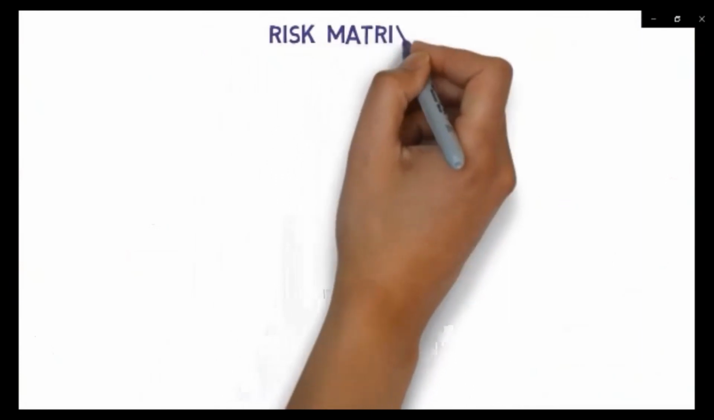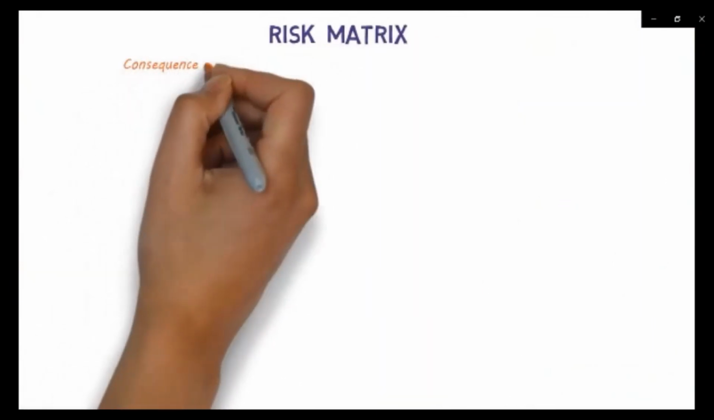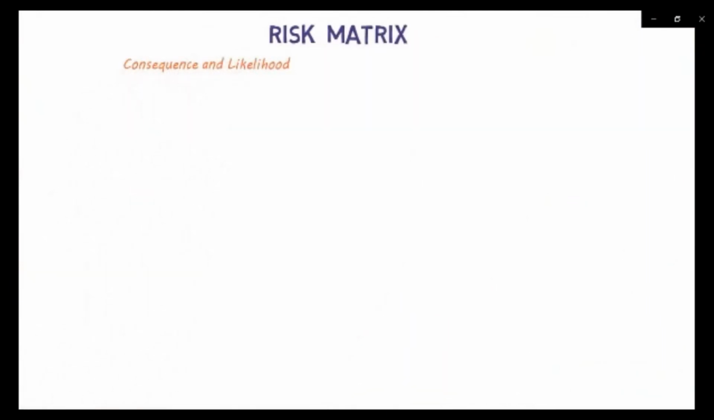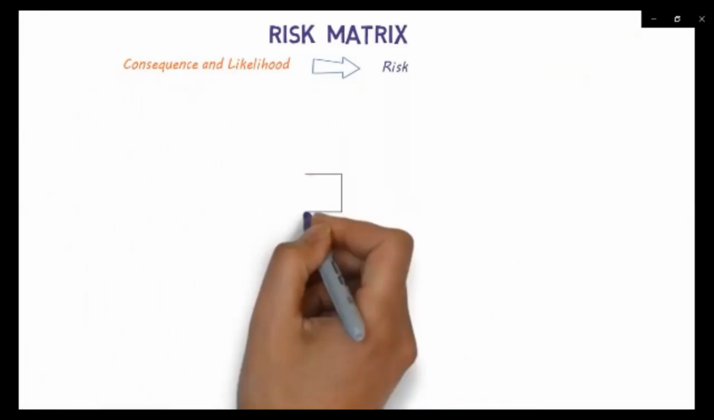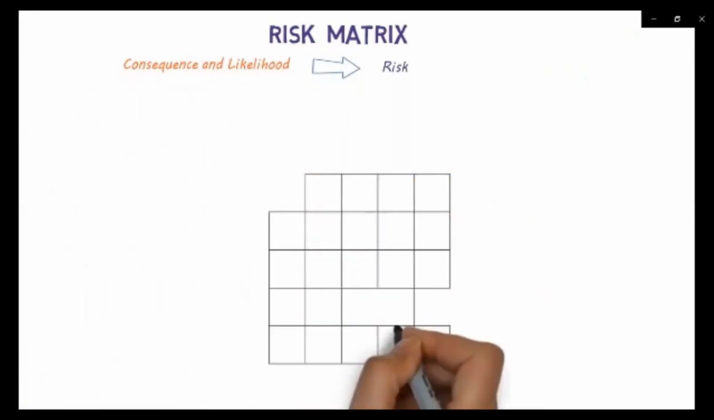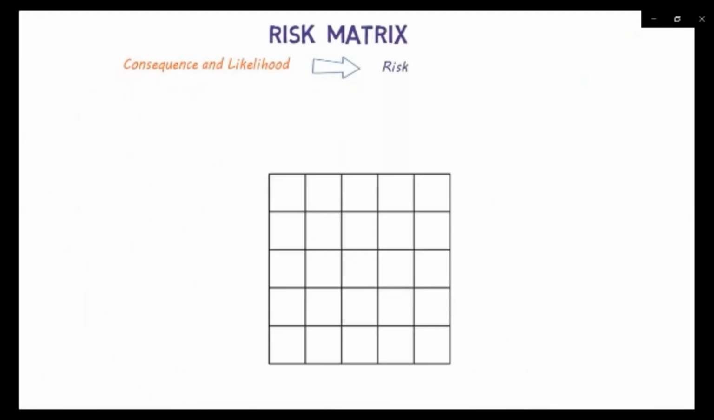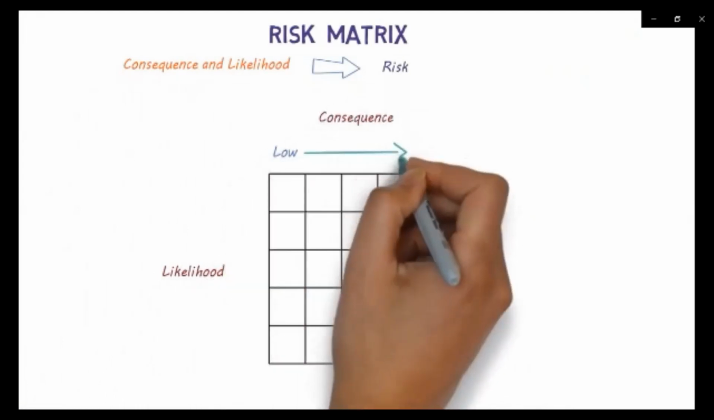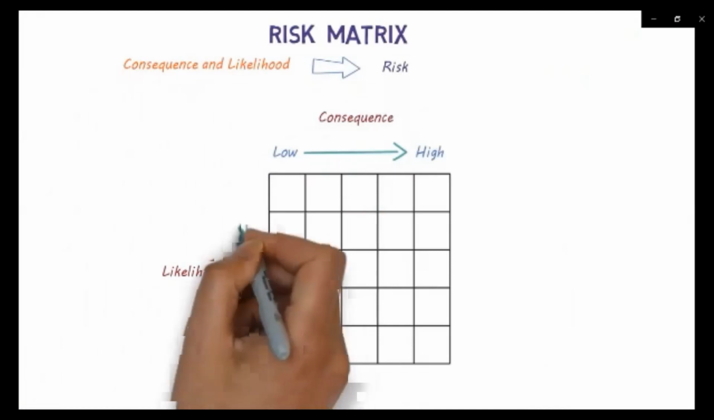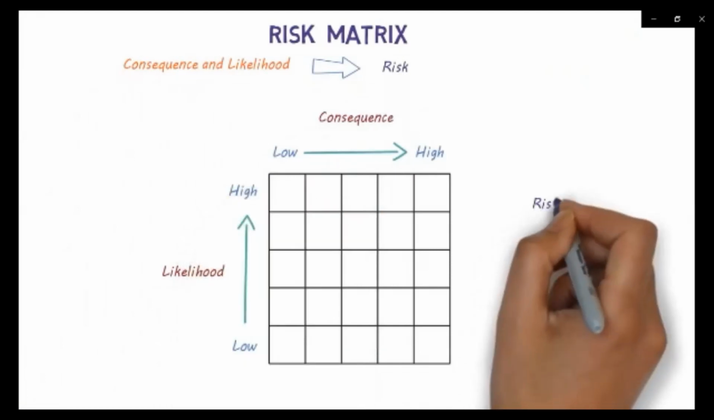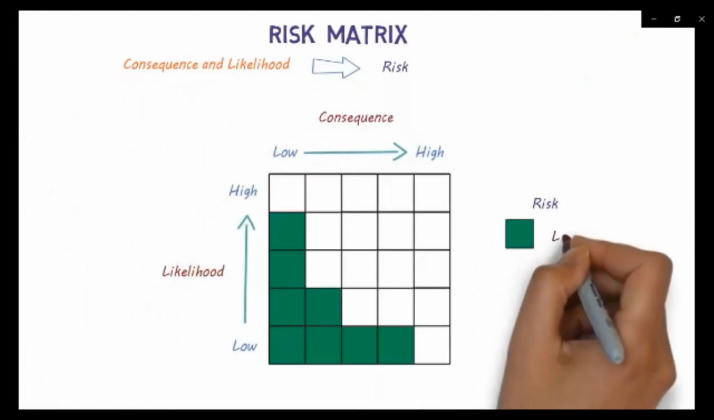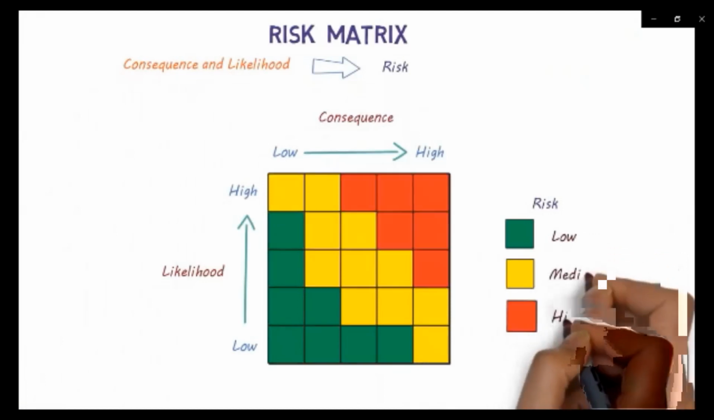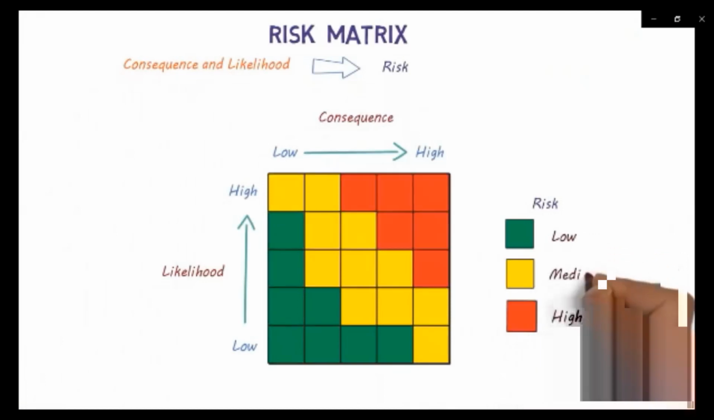In a risk matrix, information about consequence and likelihood can be used to determine the overall level of risk. Let's have a look at a simple risk matrix. A risk matrix is basically a table or grid with a measure of likelihood on one side and consequence on the other, graded from low to high. The combination of the two, which is the overall level of risk, can be categorized as low, medium, or high and color-coded. So let's get back to our example.